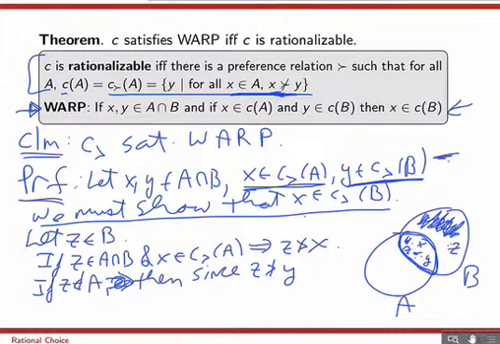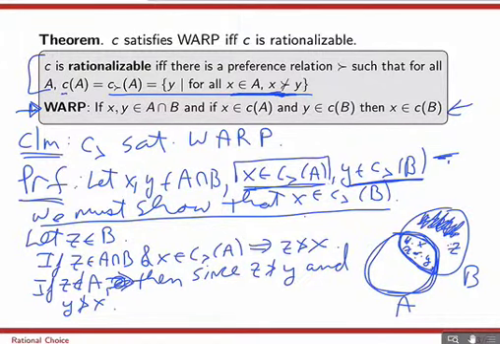We're assuming that. Second thing we know is that X is among the best elements in A. So X is among the best elements in A, and we see here that Y is an element of A. Now, since Y is an element of A, it cannot be the case that Y is strictly preferred to X, because if Y was strictly preferred to X, then X would not be able to be among the best elements of A.